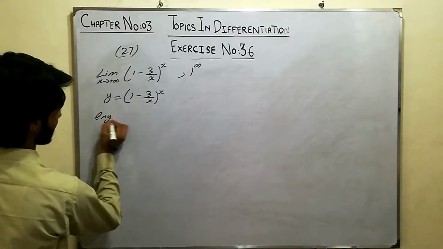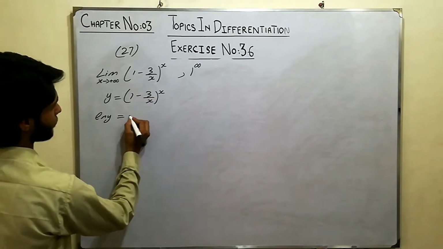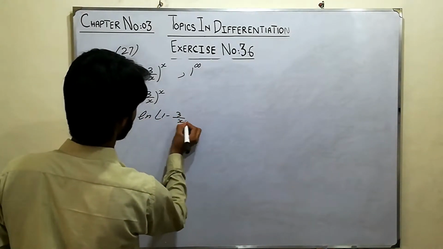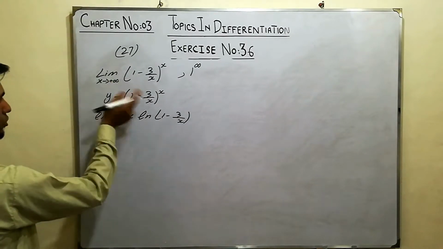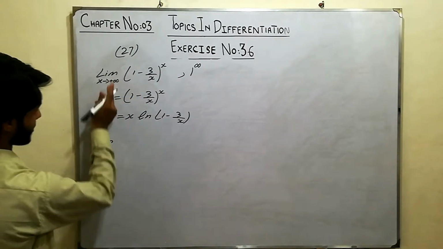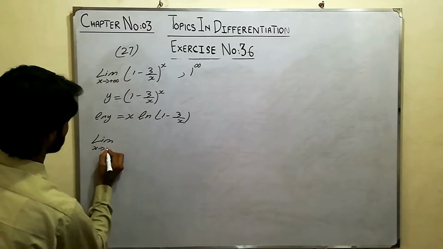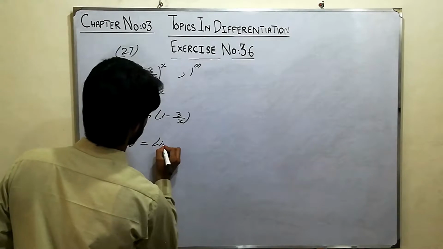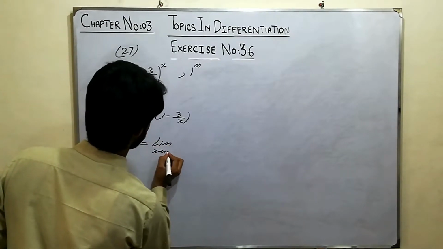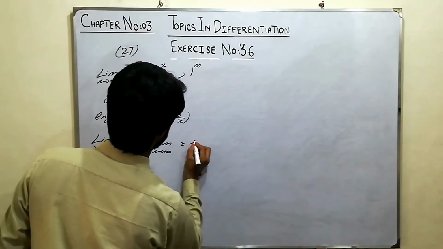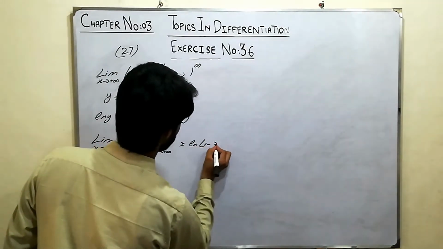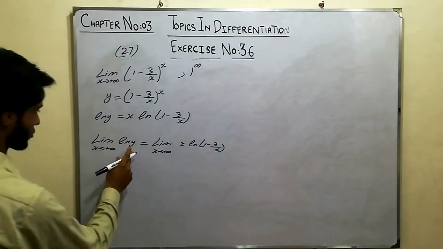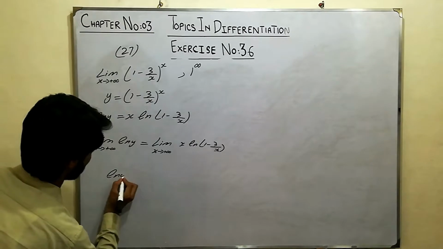Step 2 is take ln on both sides and use the property of ln. So we have x ln 1 minus 3 divided by x. Step 3 is take the limit on both sides. The limit we have given in the function: limit x approaches infinity, ln y is equal to limit x approaches infinity, x ln 1 minus 3 by x. ln y is constant, so we have ln y as it is.